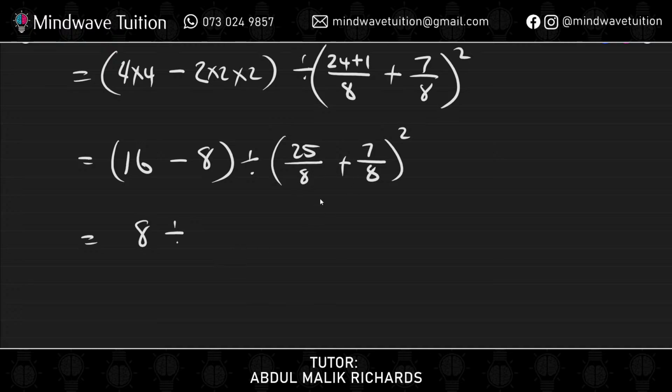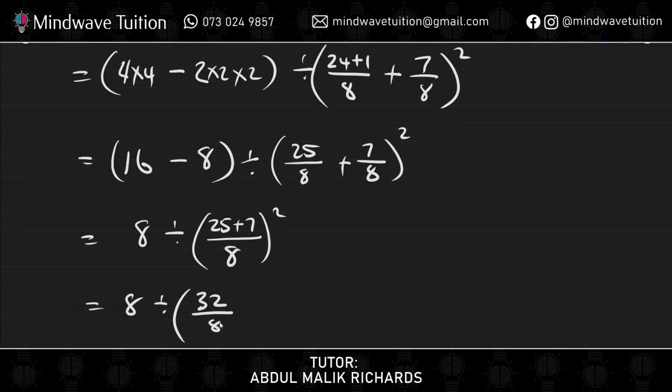Then we divide. Over here we have 2 fractions that are being added together, and since the 2 are being added together, the denominators here are the same, which is great. So we just keep the denominator and we add the numerators, not the exponents. So 25 plus 7, that is going to give us 32 divided by 8 to the power of 2.